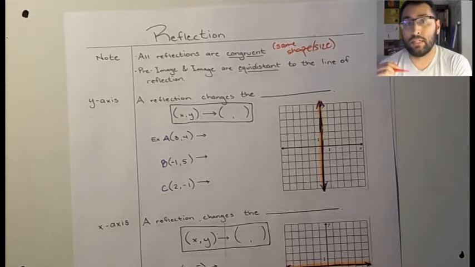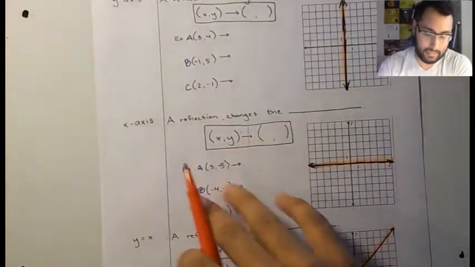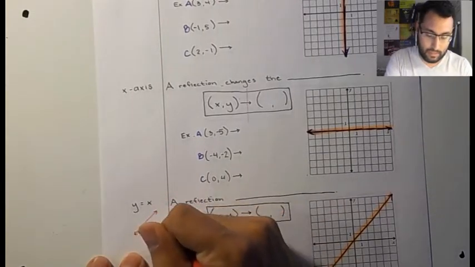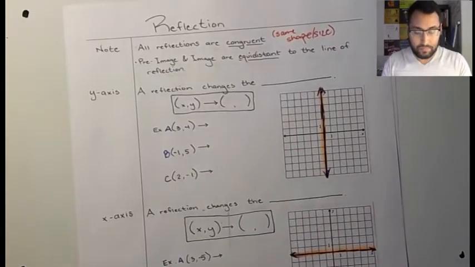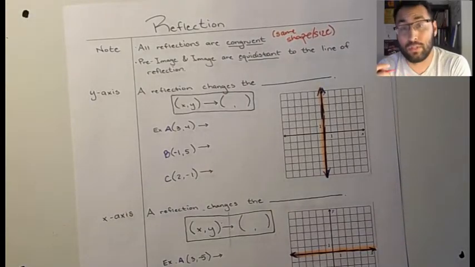Now we typically reflect across one of three lines. It's either going to be the y-axis, the x-axis, or the line y equal to x. That's just a diagonal line with a positive slope. So let's go and talk about the y-axis if we reflect about that.